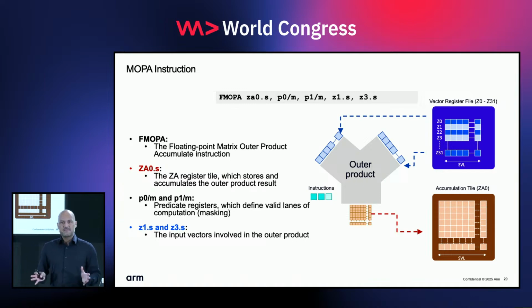But let's have a look at the MOPA instruction. In particular, what you have in this slide is the floating point matrix outer product accumulate. There are 4 arguments for this, and the first is the instruction name. What we have is the destination register, which is a tile, not a vector register. And we also have the input vectors. That's it. By simply calling this several times, you perform the matrix multiplication.